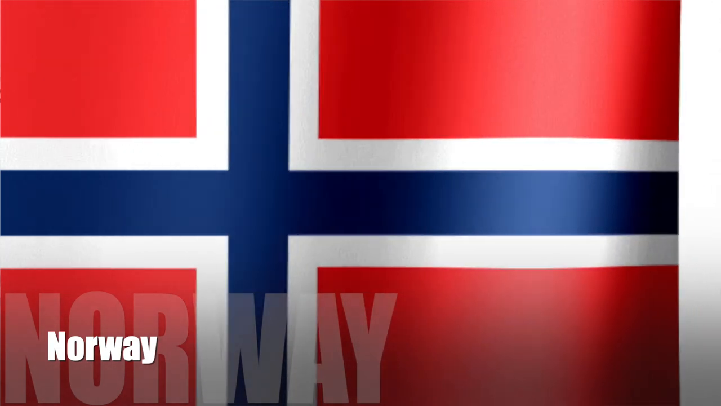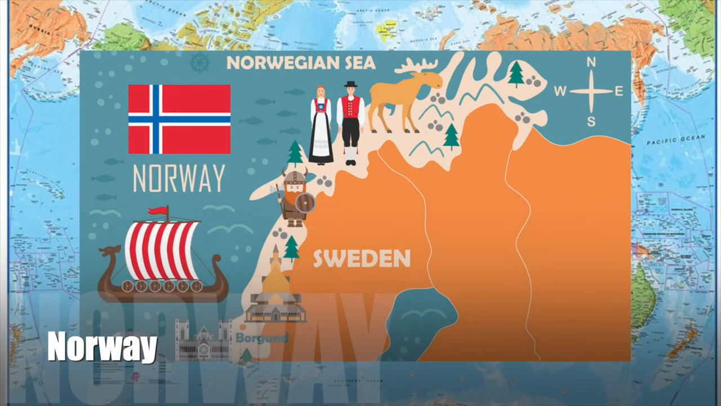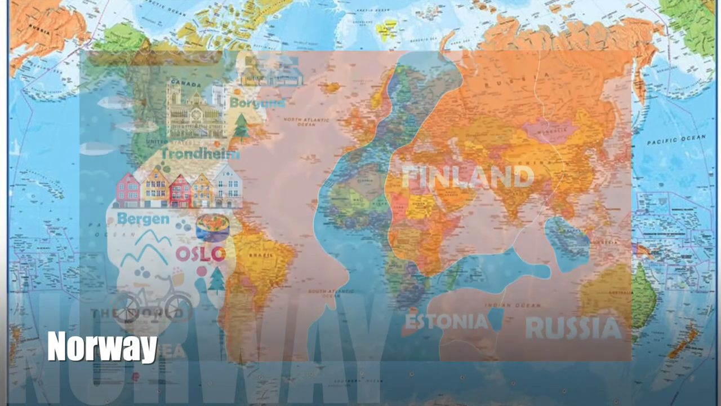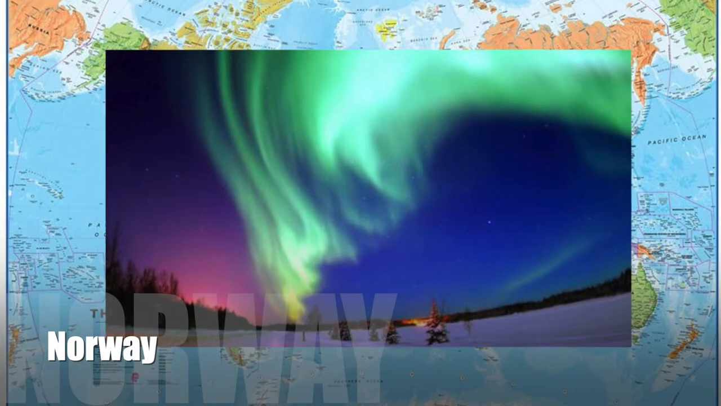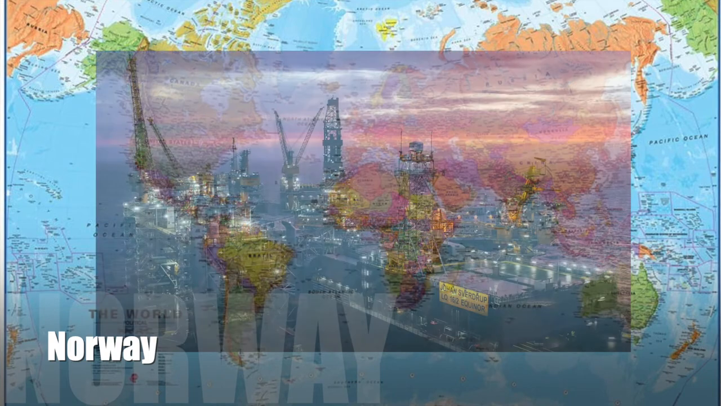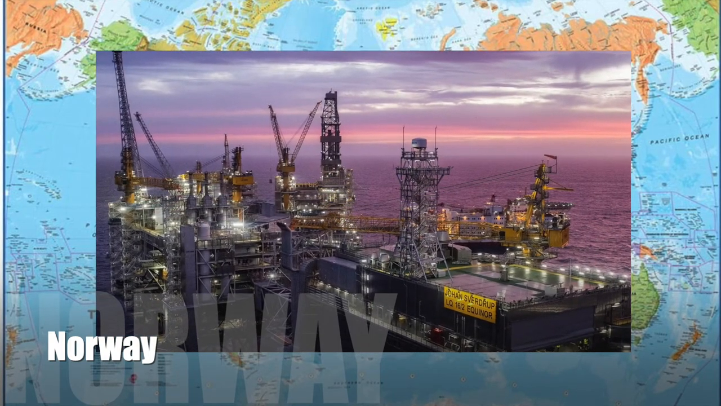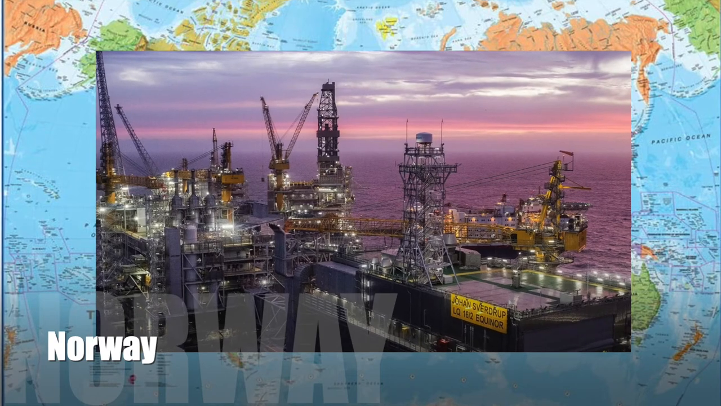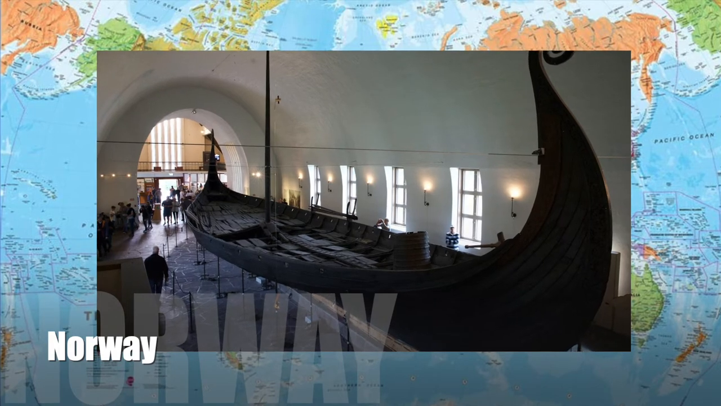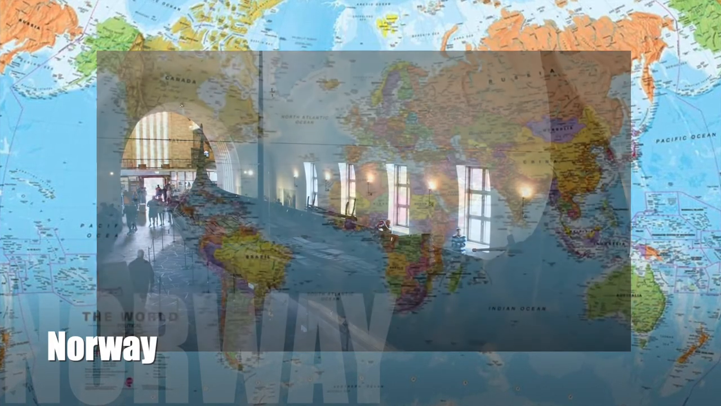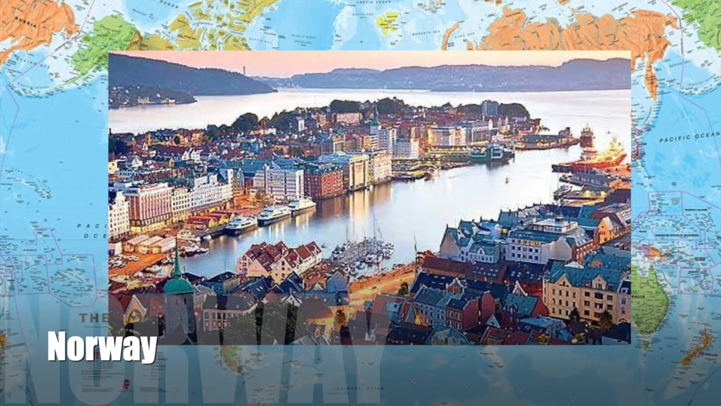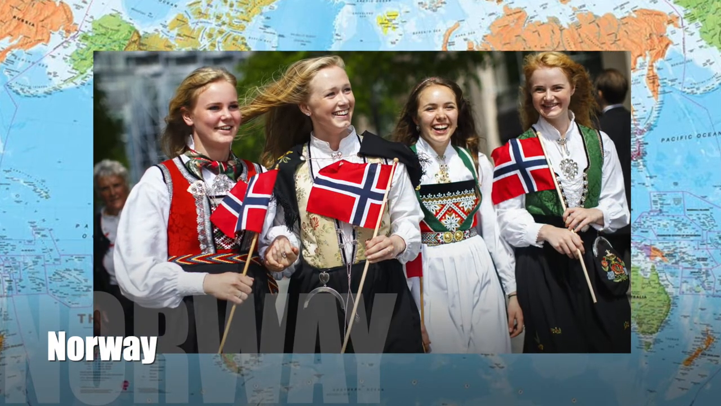Norway is located in northwestern Europe, south of the Arctic Ocean, east of the Norwegian Sea, west of Sweden and Finland, north of Denmark, and northeast of the United Kingdom. It occupies the western half of the Scandinavian Peninsula. Norway's official name is Kingdom of Norway. Its form of government is a constitutional monarchy with one legislative house, the Storting, or Parliament. It has a head of state, which is the monarch, King Harald, and a prime minister. Its capital is Oslo. Its official language is Norwegian.